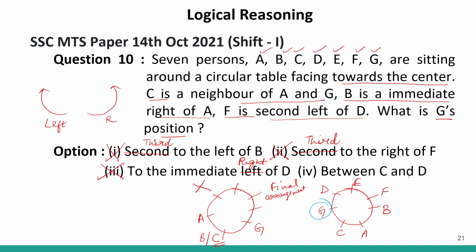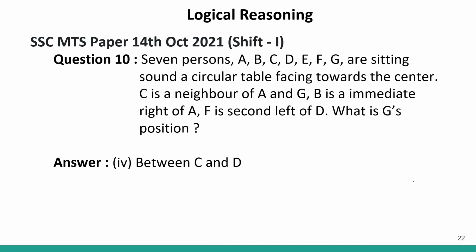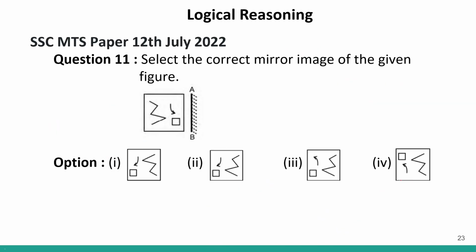Option number 4 is between C and D. We definitely have C over here and D over here, and G is between them. So option number 4 between C and D is the correct answer to this question. Clear? Question number 11. We have to select the correct mirror image.